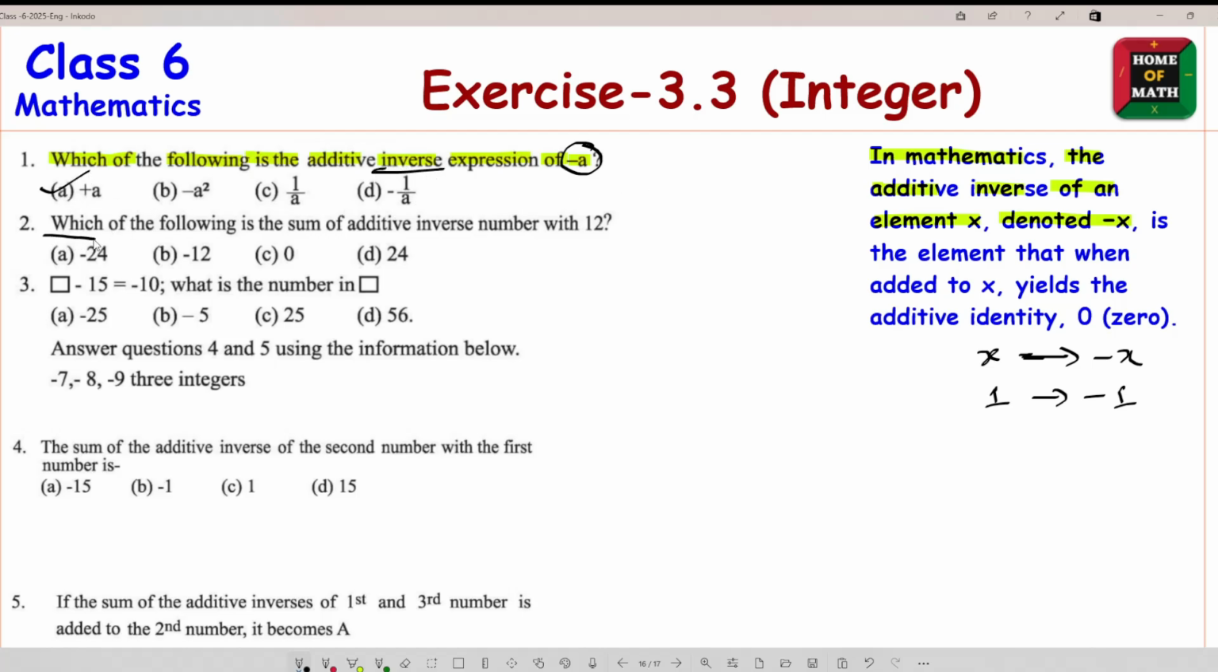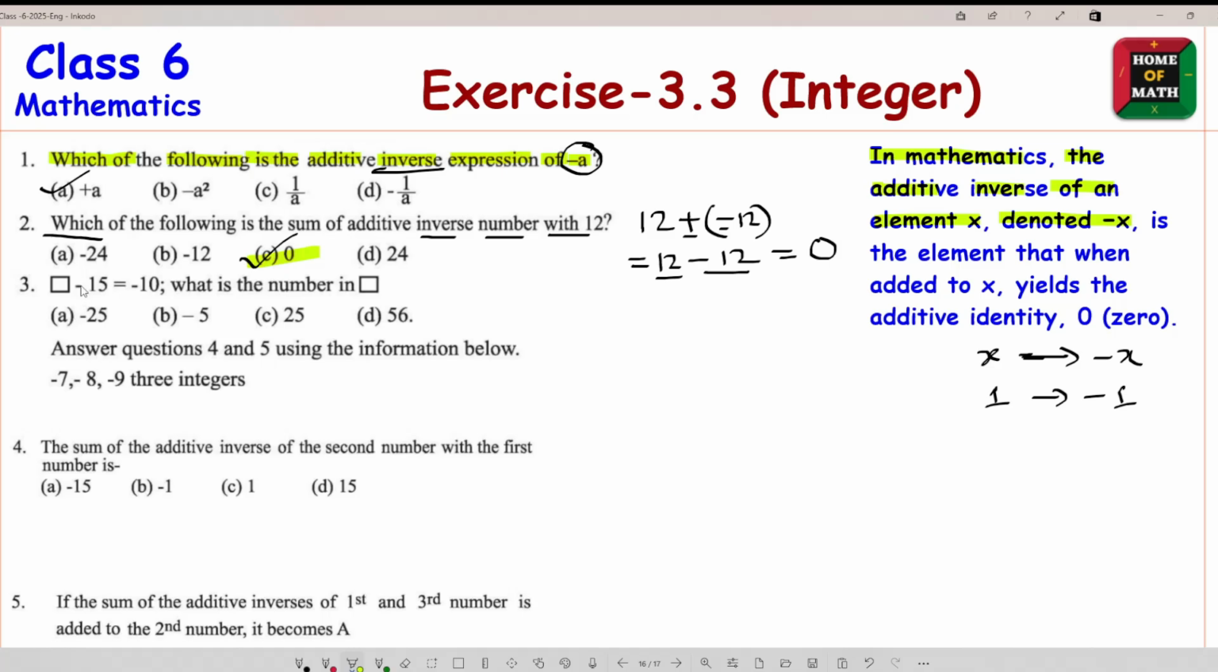Now, which of the following is the sum of the additive inverse number with 12? So 12, and then the sum with the additive inverse, it means minus 12, right? So we know this is 12 plus, and minus, once we multiply it will become minus, and here is 12. So 12 minus 12 will be 0. So our answer is number C, 0, right?